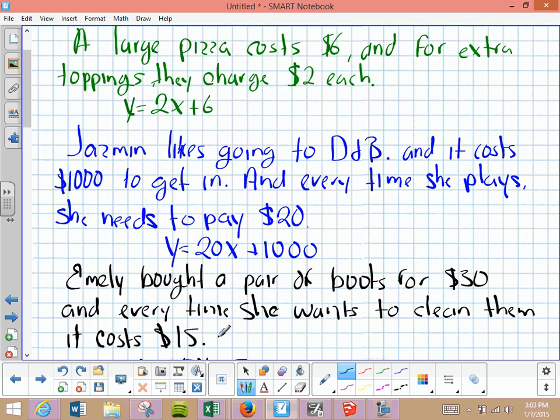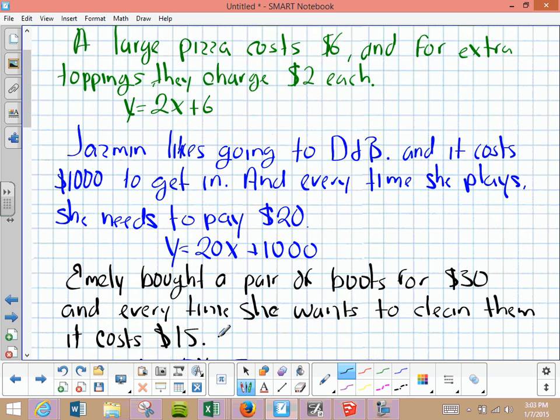All right. So anyway, y equals mx plus b. So the m is the 2. That's the one that you keep multiplying by, right? And the b is the one that is already there. It's additional, it's a flat fee, or you have to already pay for it. So the 6 will be the b.